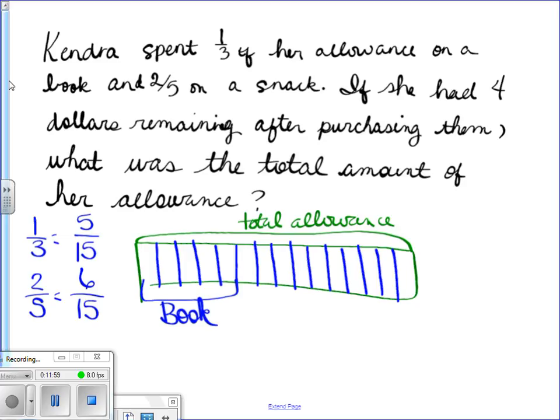6/15ths, which is the same thing as 2/5. Oh, you lost me, because if you did 5 times 1 to get up there, then that. Oh, I see now. 1, 2, 3, 4, 5, 6. Here's the snack.